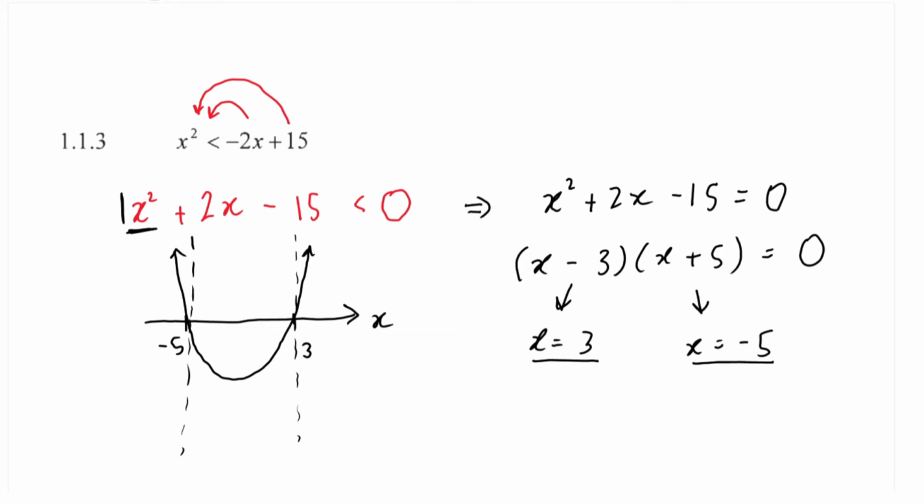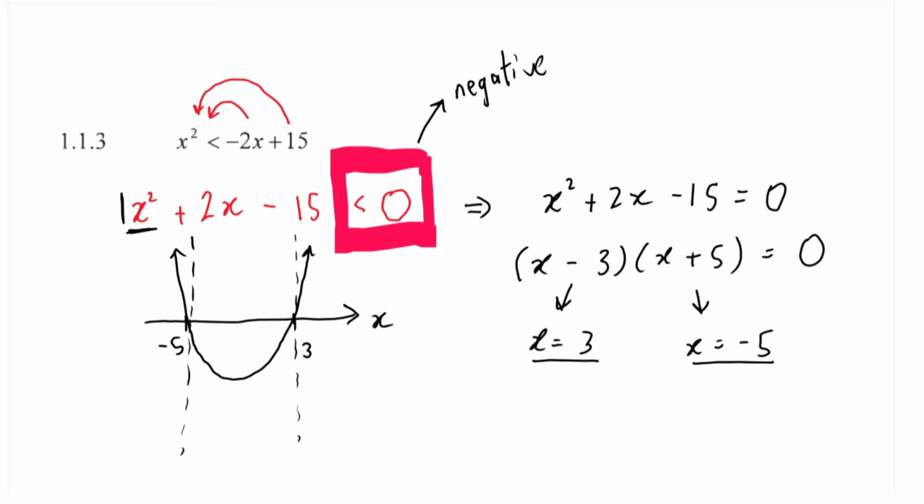In our question, we want it to be less than 0. Less than 0 means negative. Negative means below the x-axis. So we're looking for everything below the x-axis, and that's that region there. And as previously discussed, we know how to write the middle region. It will be x less than 3 and greater than minus 5. And that becomes your solution, and we are done.